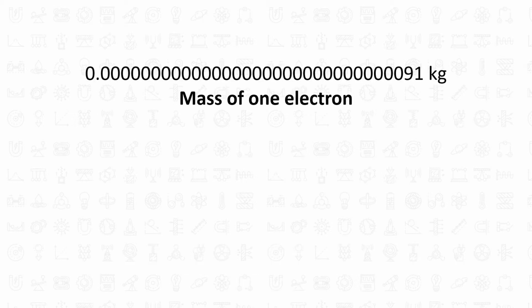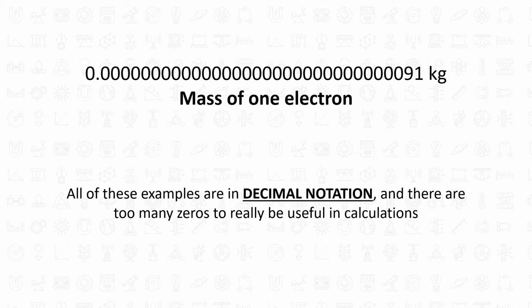So here's another example where there's lots of zeros. Mass of 1 electron. So all those zeros just gets confusing. What if you miss a zero, right? So you want to make it easier on us. This is just too difficult. So all of these examples are in decimal notation, and there are too many zeros to really be useful in calculations.